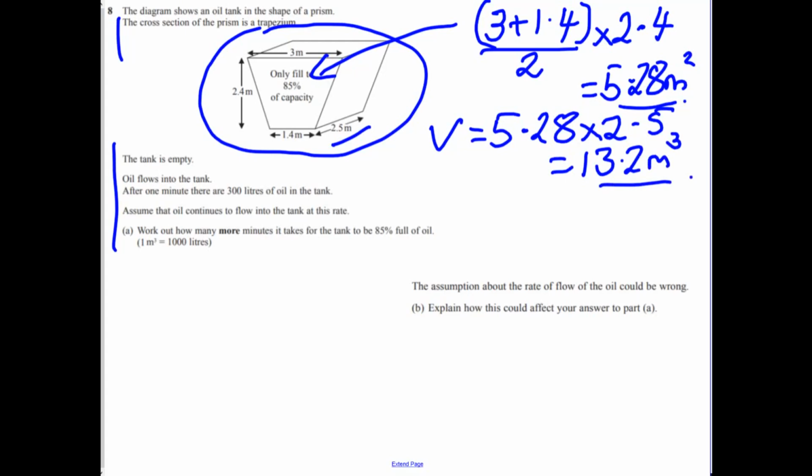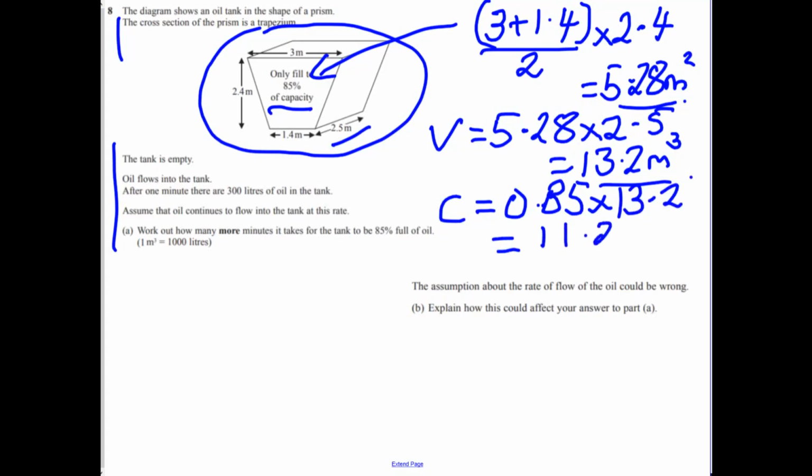Now I don't want all of it. We need 85%. It mentions about 85%. So let's think about the capacity of the oil. The easiest way to work out 85% is just to multiply by 0.85. So 0.85 multiplied by 13.2, and that's going to equal 11.22 meters cubed.